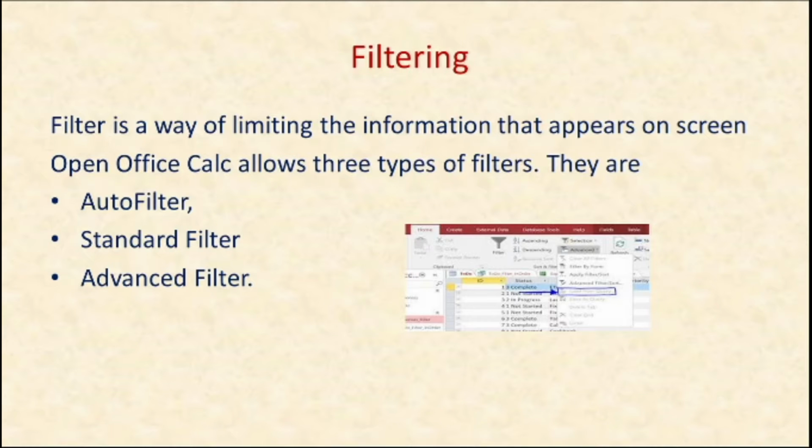Filtering. Filtering is a way of limiting the information that appears on screen. OpenOffice Calc allows three types of filters. They are auto filter, standard filter, and advanced filter. But in your syllabus, only auto filter and standard filter are given. We will discuss these in the demonstration class.